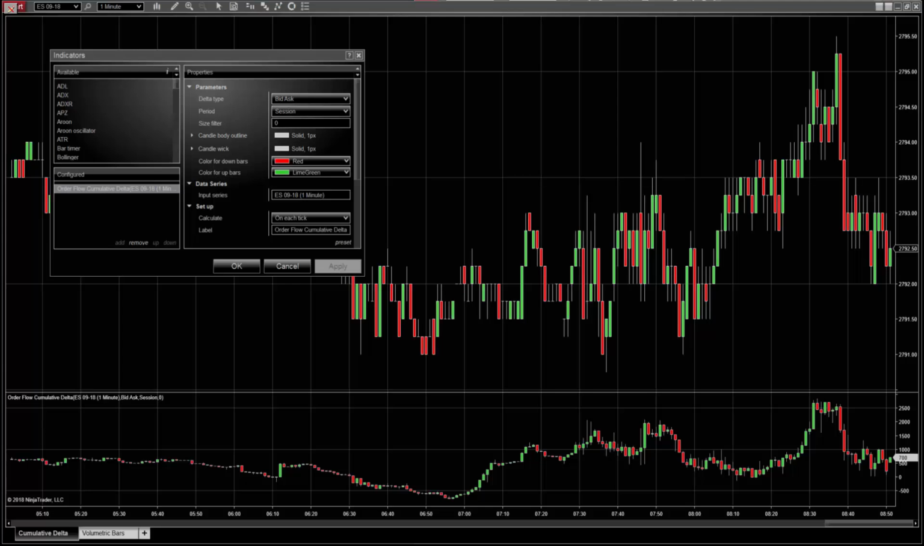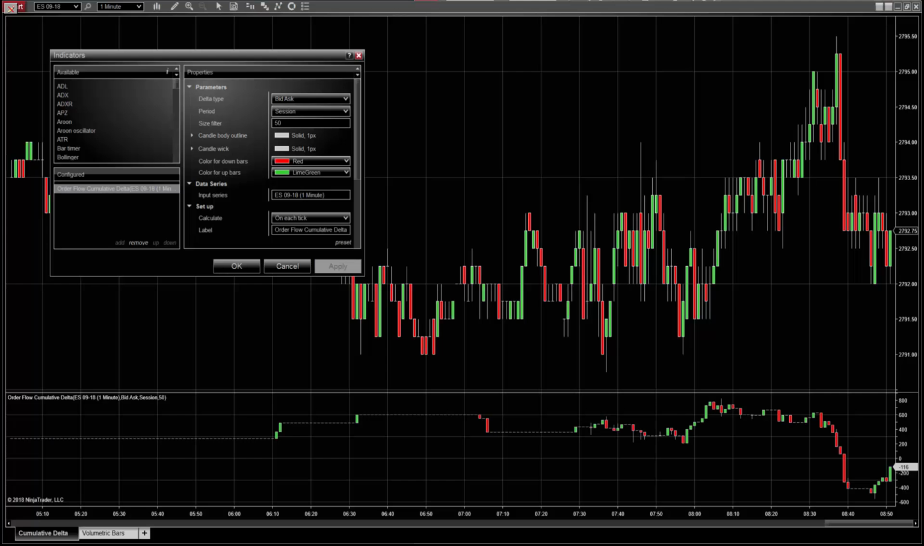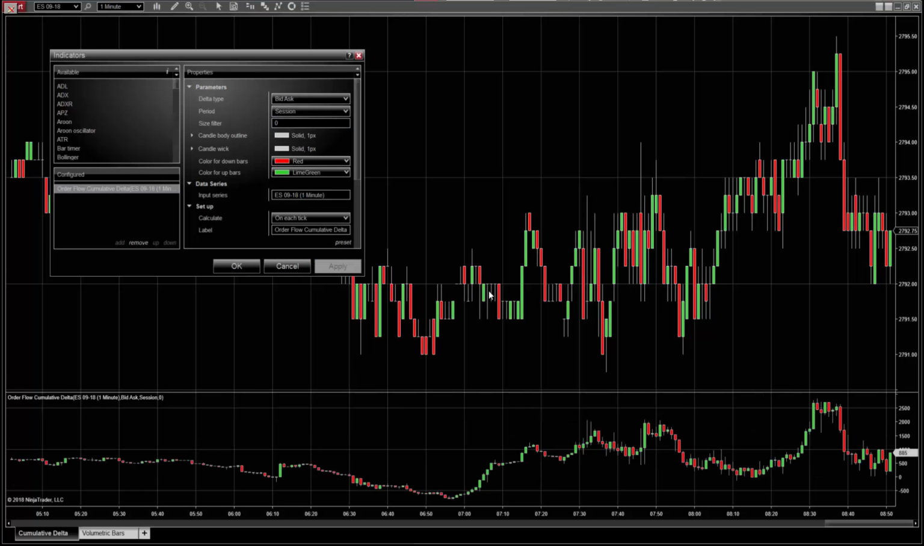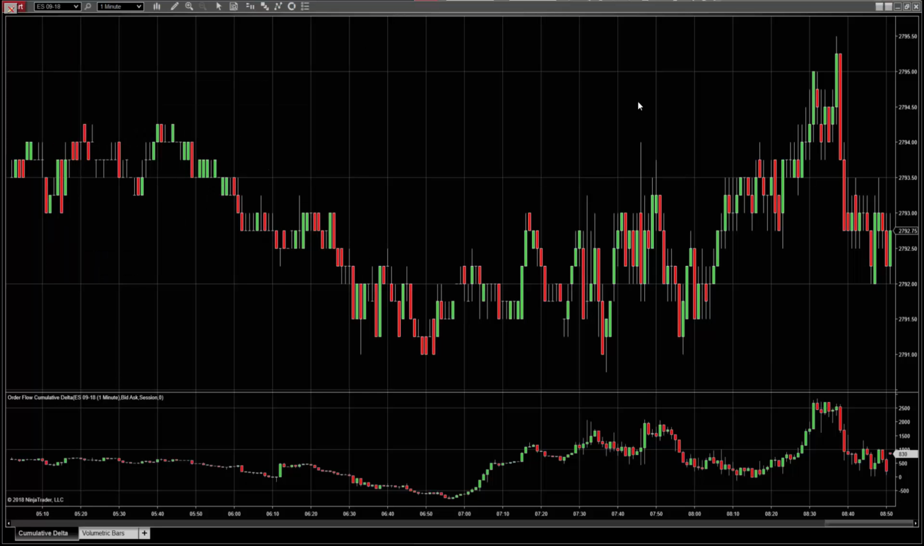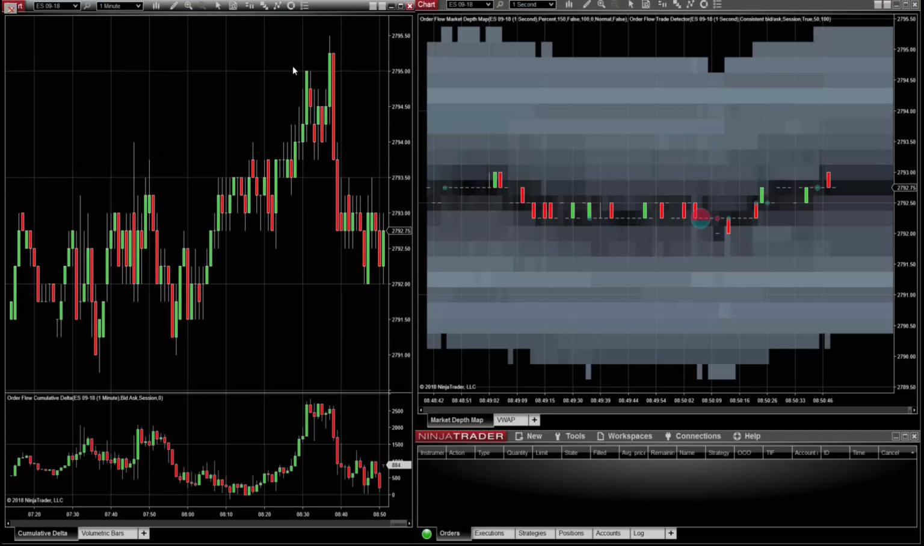And the cumulative delta indicator also allows you to filter out ticks from the calculation based on a minimum volume. If we change the size filter to 50, the indicator will now only include ticks with a volume of at least 50 contracts. Alright, and that'll do it for the cumulative delta.